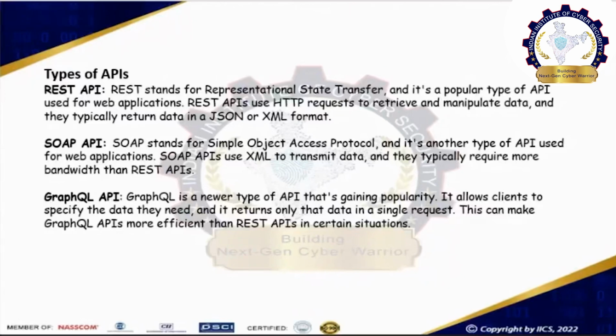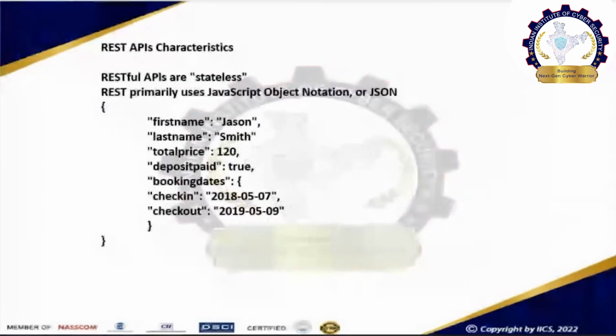And next we have GraphQL API. It's a newer technology that is gaining popularity nowadays. It allows the client to specify the data they need and returns only that data in a single request. So we get to see what the different types of APIs are and what their functions are. These are the three types of API.